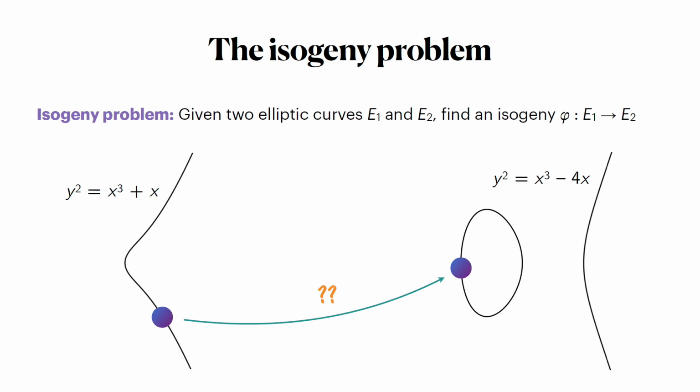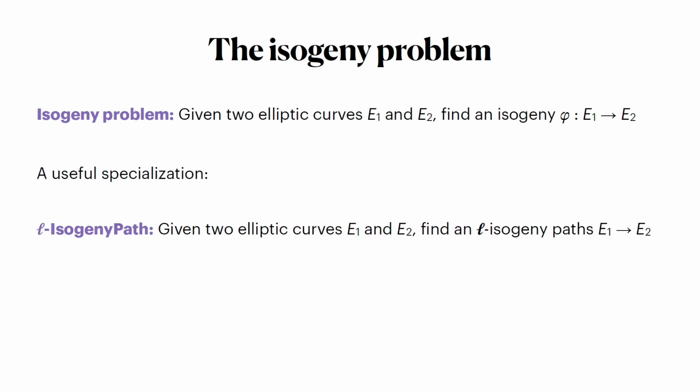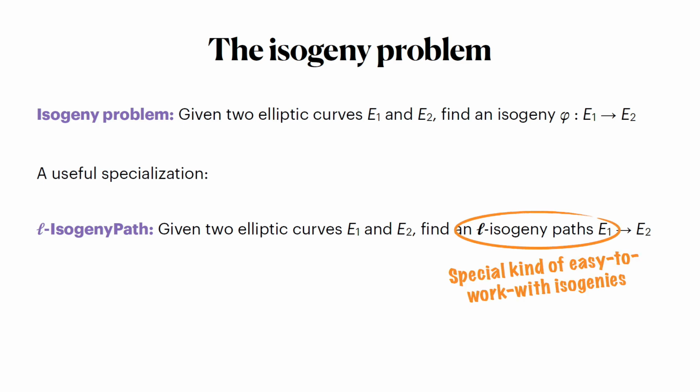But often, in isogeny-based cryptography, we want to be a little bit more specific about what it means to find an isogeny. And there are isogenies that are more convenient than others to work with. One of these examples is the L-isogeny path. So an L-isogeny path is simply a special kind of easy-to-work-with isogeny. And the L-isogeny path problem asks, if you're given 2 curves, can you find such a special isogeny between them? And that is often what we mean by the isogeny problem.